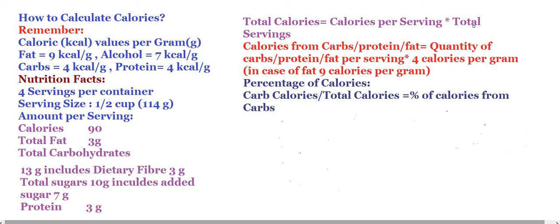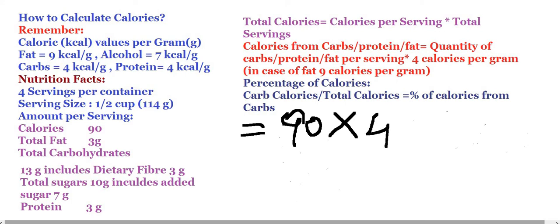So if I have to calculate the number of calories from this information, the total number of calories will be calories per serving, which is 90, multiplied by total servings, 4. So it comes to 360. You can do the calculation along with me so that you are able to understand in a better manner.